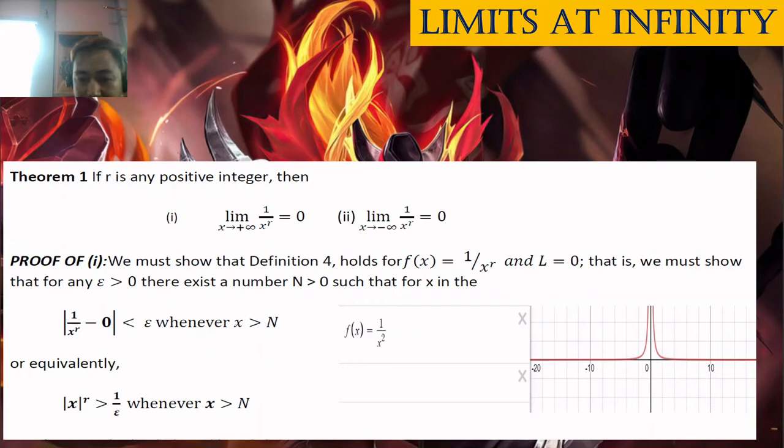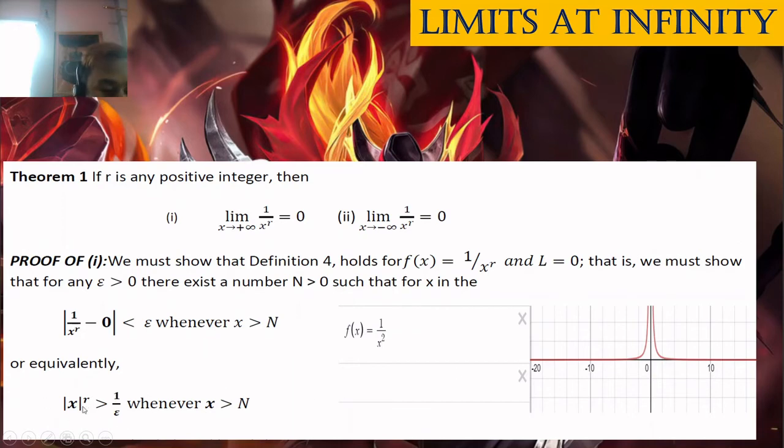Next, as an example, I will just show here 1 over x squared, so let r be 2. Look, class, as x approaches positive infinity or negative infinity, the graph approaches the value 0 on our y-axis. If it goes down, it is negative infinity, and if it goes up, it is positive infinity. That is how it goes. Okay, so we continue.